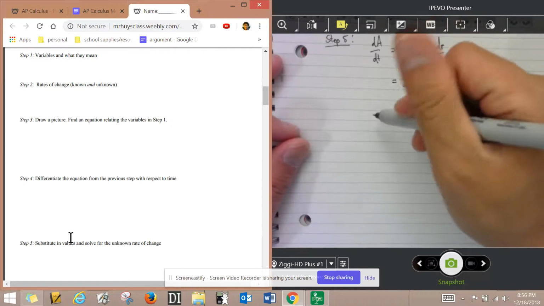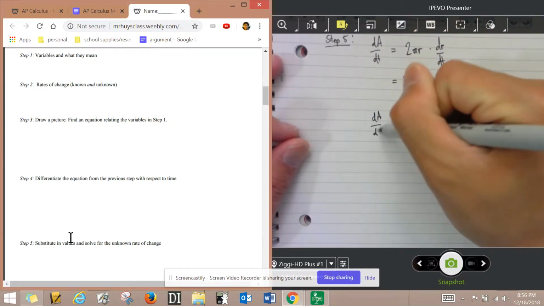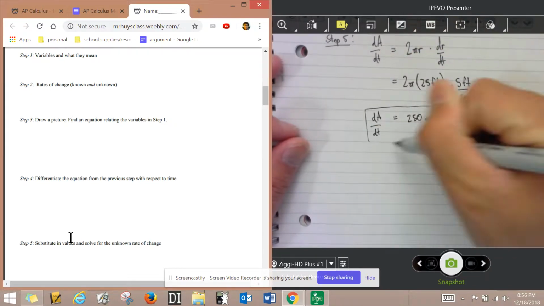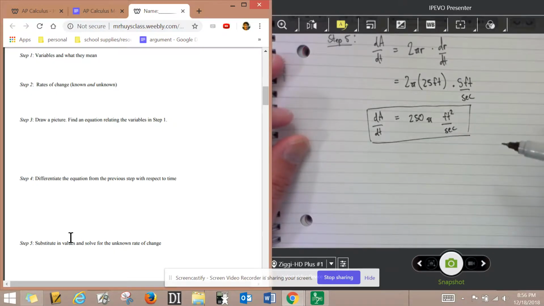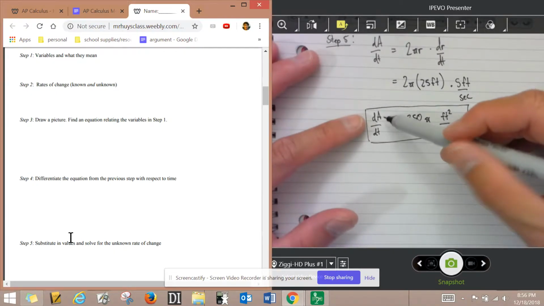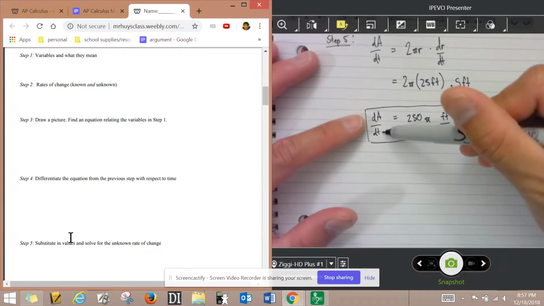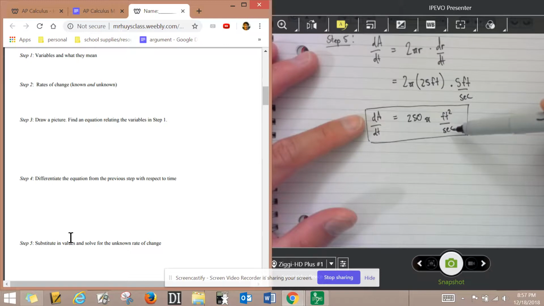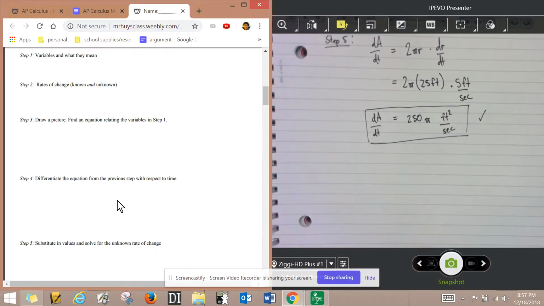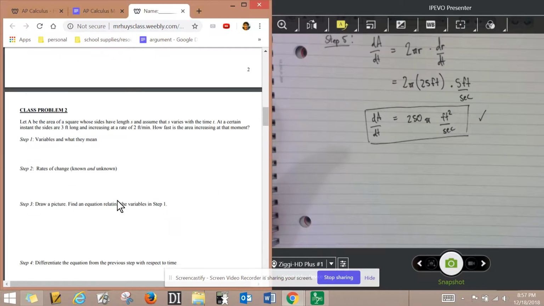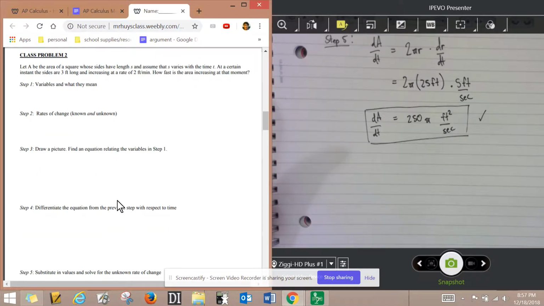How you can check that you did it right: for the rate of change of the area, do the units make sense? Well, we're talking about how the area, which is in feet squared, changes over time, over seconds. That looks to be pretty good. Okay, so that's how you do number 1. Why don't you try number 2 on your own, right here on the left hand side?